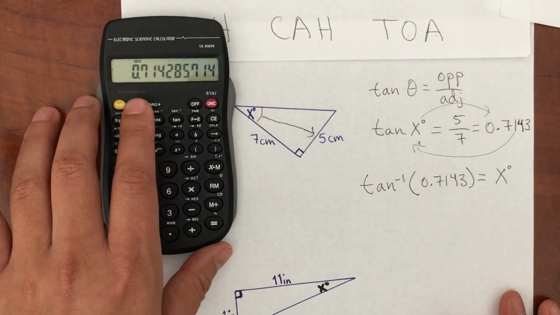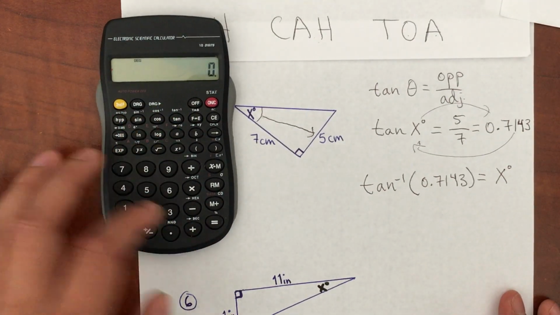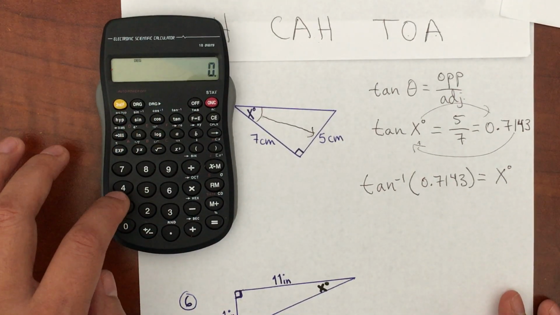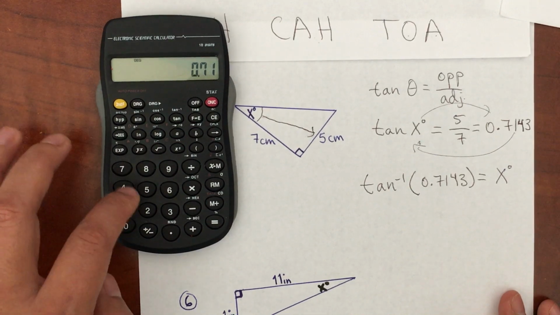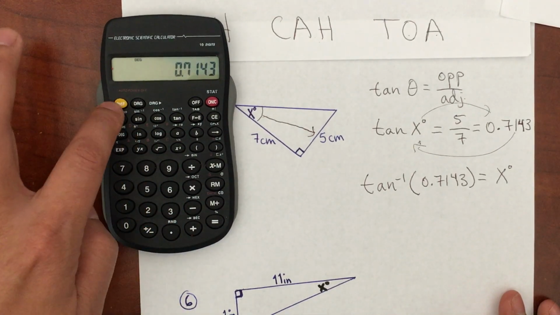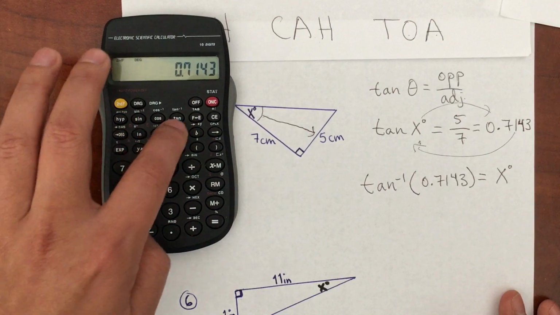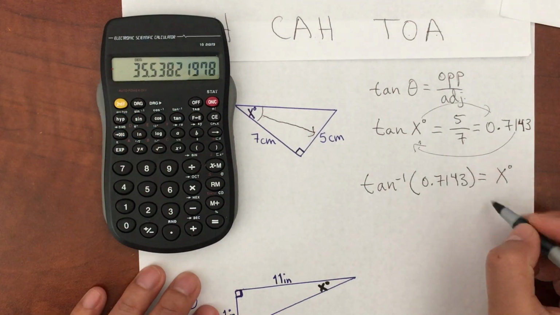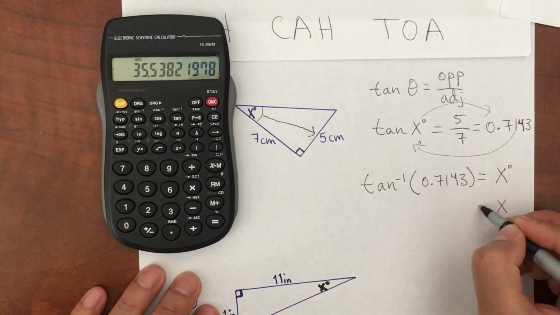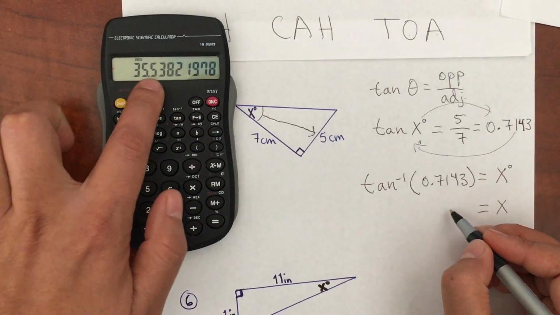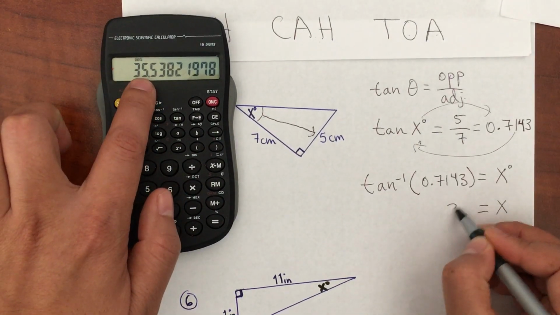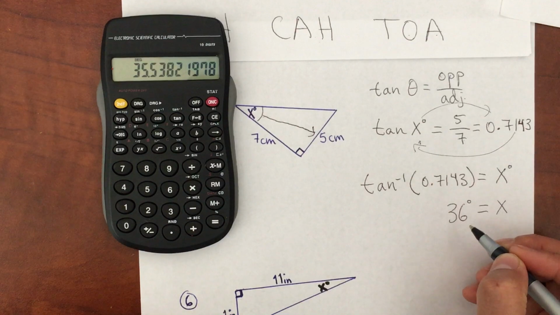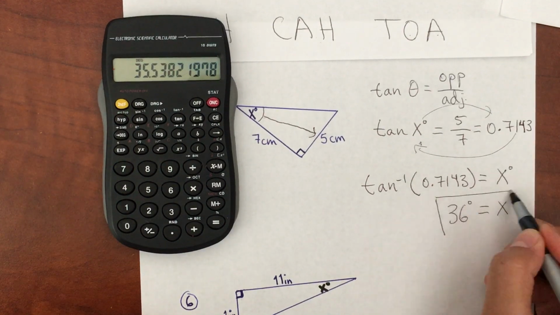So I have that, and you might put 0.7143, second key, and then tangent. So the value of x is equal to, since I'm rounding to the nearest whole, 36 degrees. Okay, so that's the answer.